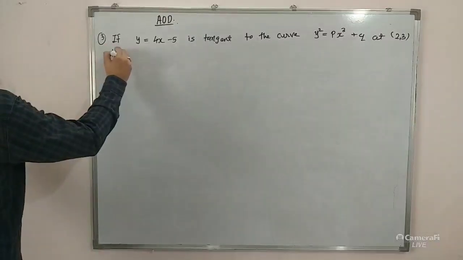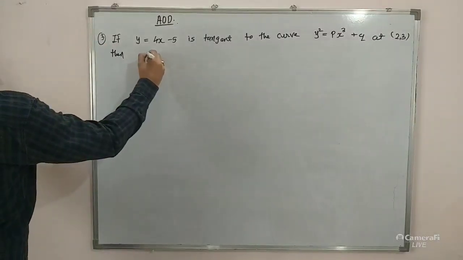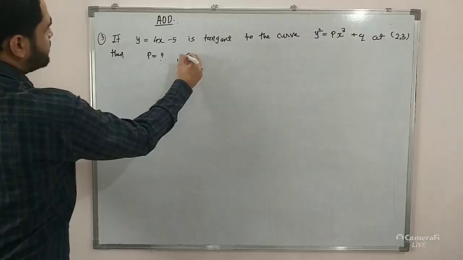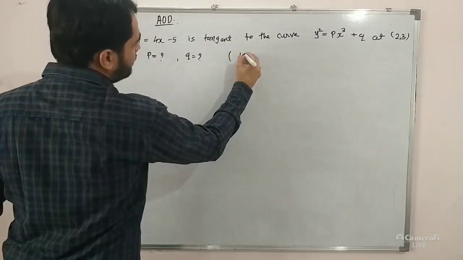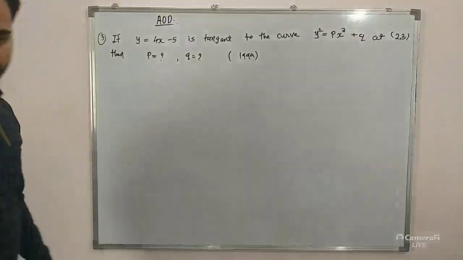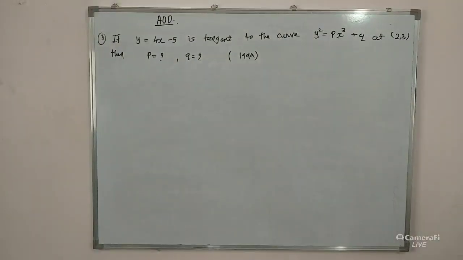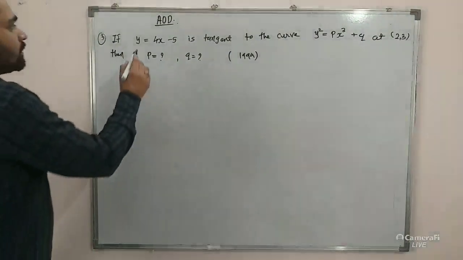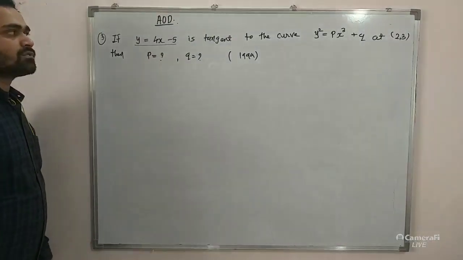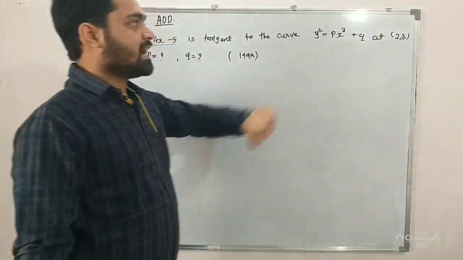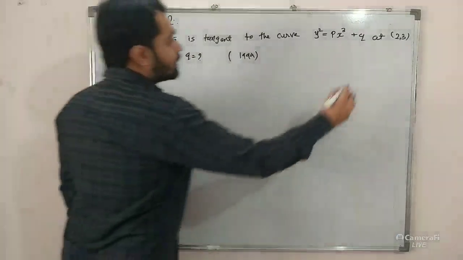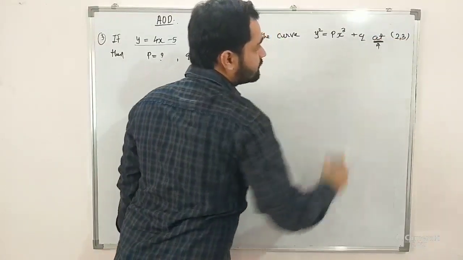Then find the values of p and q. P is equal to question mark and q is equal to question mark. This is a question from IIT 1994, right? So first of all, we are going to read the question carefully. y is equal to 4x minus 5 is a tangent to this curve at which point? At the point (2, 3), because here the word is "at", not "passing through".